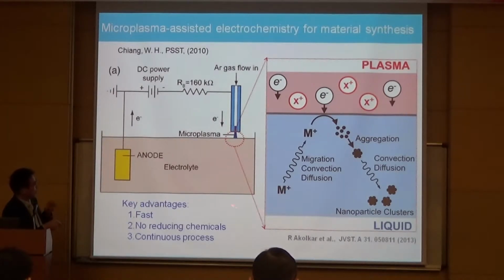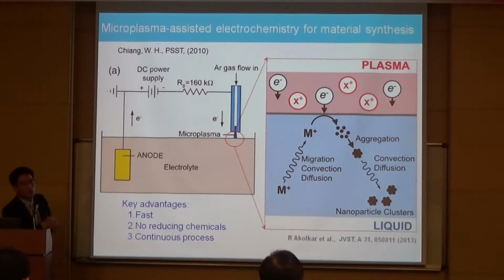And secondly, we don't need any reducing agent. Again, think about the conventional wet chemistry. You need sodium borohydride or hydrogen, not such a very strong reducing agent, to form the redox reaction. But here, we don't need any reducing agent. Why? Because the electron comes directly, so we can form the redox reaction. So this is the green process.